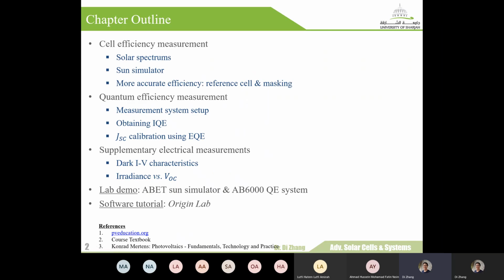So what is being covered in this chapter? We would like to go over the measurement of solar cell efficiency, but focusing more on the details of the efficiency measurements. Specifically, we want to show you how we can conduct an accurate measurement of solar cell efficiency. What are the basic requirements, and what can we do to achieve these requirements? That is basically the first part.